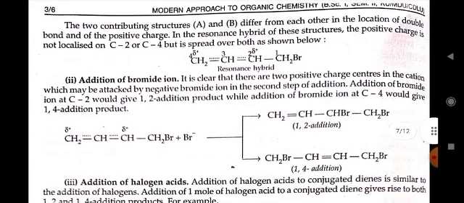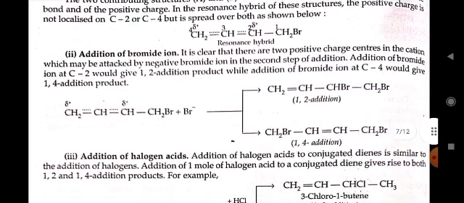Addition of bromide ion. It is clear that there are two positive charge centers in the cation which may be attacked by the negative bromide ion in the second step of addition. Addition of bromide ion at carbon 2 would give the 1,2 addition product, while addition of bromide ion at carbon 4 would give the 1,4 addition product.